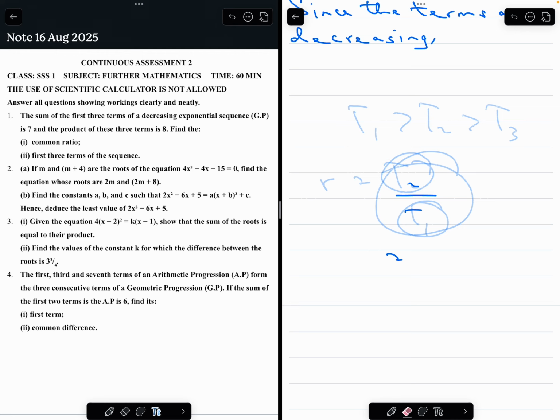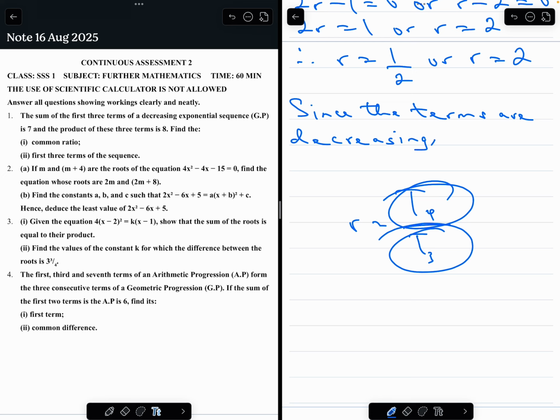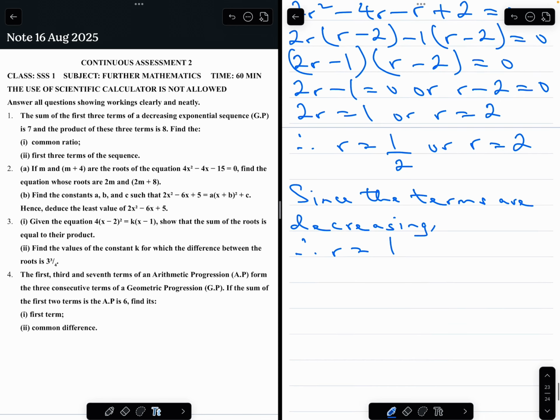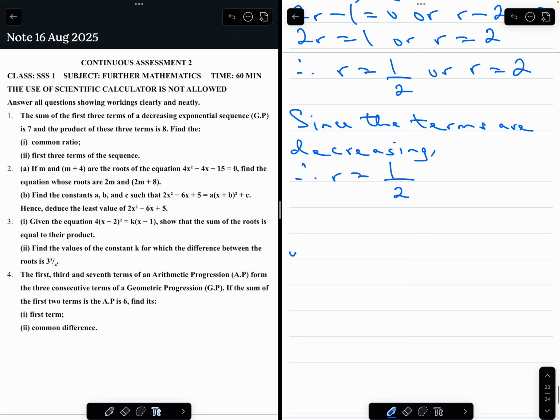T4 will be smaller than T3, and the common ratio, which is T4 over T3, will be less than 1 because the numerator will be smaller than the denominator. So that means the value of R will be 1 over 2, because that's the one that's less than 1. And this one, R equals 2, will be extraneous. So that therefore means R equals 1 over 2. That answers question Roman figure 1.